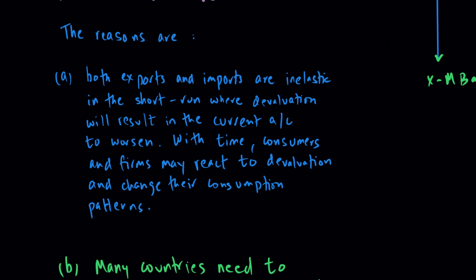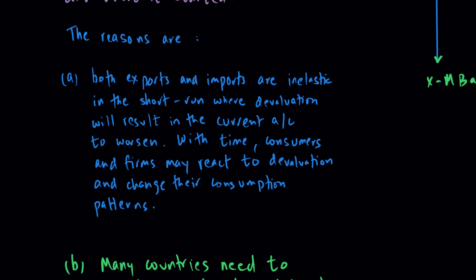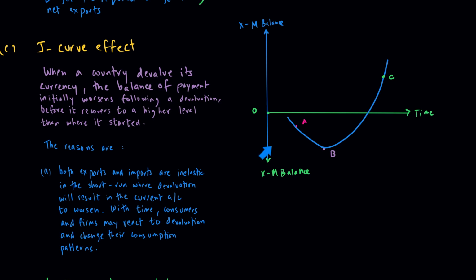Therefore, if they are inelastic in the short run, we know that when the price goes down, the quantity will go up by very little, and that ends up causing export expenditure to actually worsen. So because both imports and exports are inelastic in the short run, devaluation will not work in the short run. In the long run, when exports and imports become more elastic, devaluation will work and your expenditure balance will go up, and you will end up having your current account go from a deficit to a surplus. Not in the short run, but in the long run.